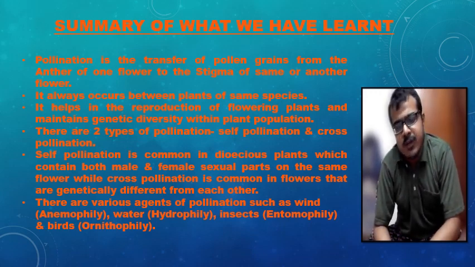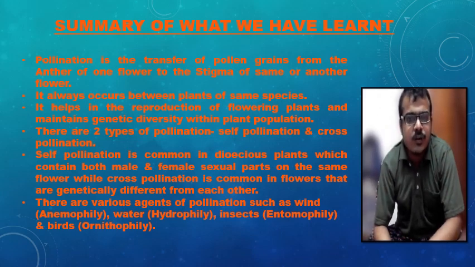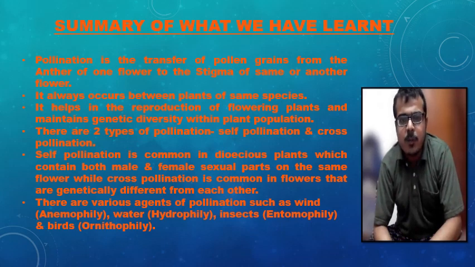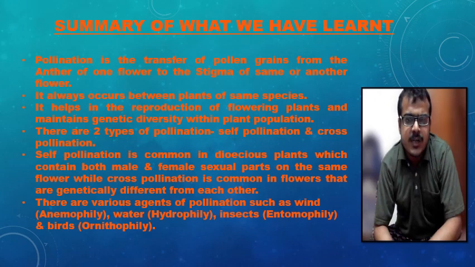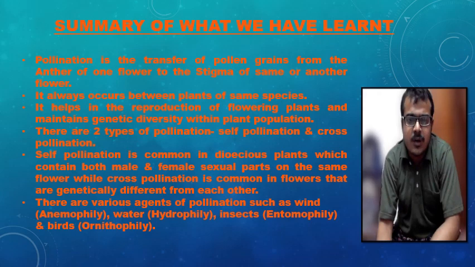There are two types of pollination, as we have learned: self-pollination and cross-pollination. Self-pollination is common in dioecious plants, which contain both male and female sexual parts on the same flower, and cross-pollination is common in monoecious plants, that is in flowers which are genetically different from each other. And there are various agents of pollination, such as wind, and pollination by wind is called anemophily. Water, pollination by water is called hydrophily. Insects, pollination by insects is called entomophily. And birds, pollination by birds is called ornithophily.